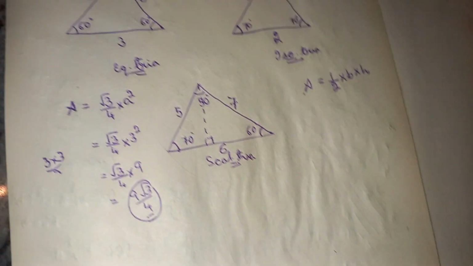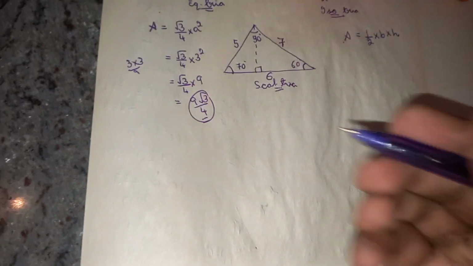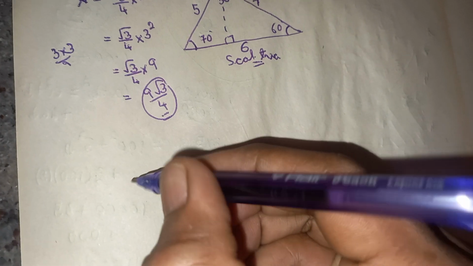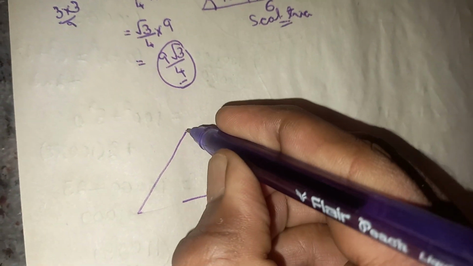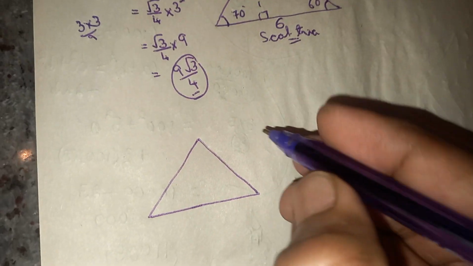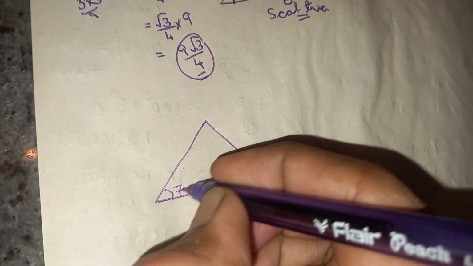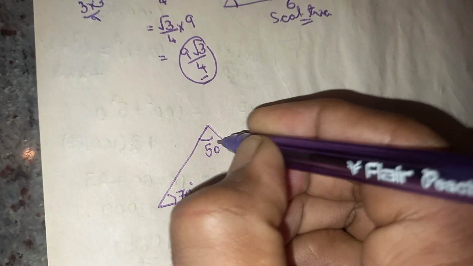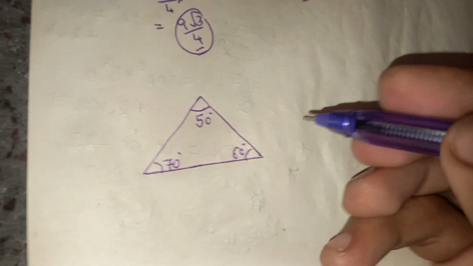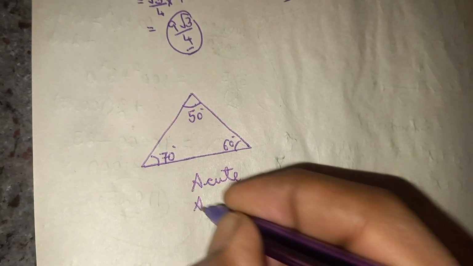Now let's do another way of classifying. You can classify triangles into three more types, based on the angles. If all three angles of a triangle are less than 90 degrees, it becomes an acute angle triangle. For example, 70 degrees, 60 degrees, and 50 degrees. Here none of the angles is equal to 90 or bigger than 90. It is known as an acute angle triangle.